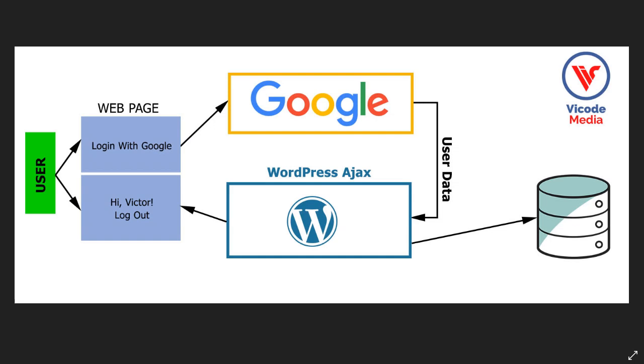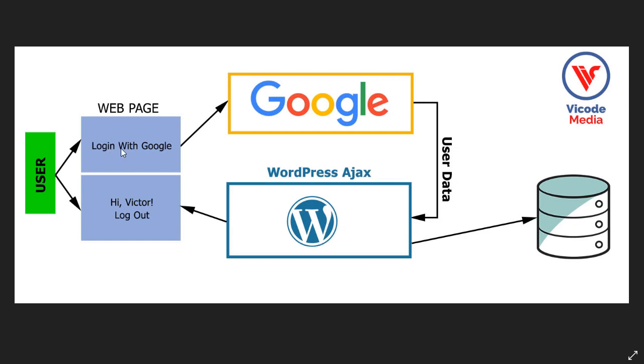My name is Victor, and in this video I'm gonna build a login with Google plugin for WordPress. And in this picture I try to explain the logic behind this plugin. So here on the left side we see the user. Whenever the user accesses our website for the first time, this is the web page they will see. On the web page we will have a login with Google button. This is what they will see whenever they're not logged in. So this is the first time they access the website.